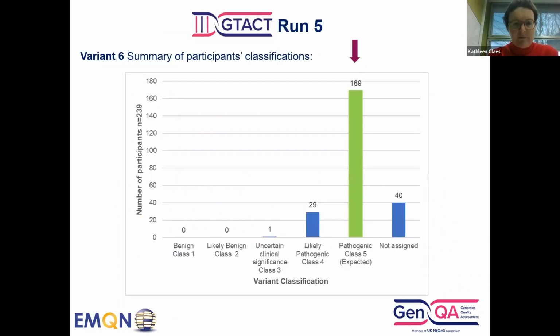Next, please. So what you see here is that many of the participants agreed with this classification, and a smaller group classified it as likely pathogenic, although the clinical impact is similar. Well, I think here there is sufficient evidence to go for a class 5 variant. Next, please.